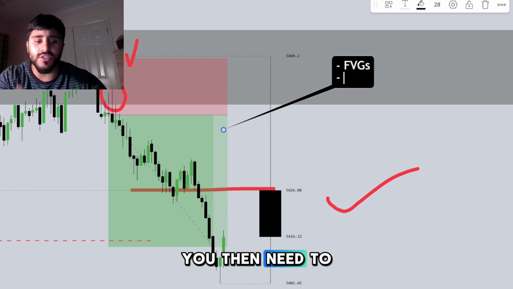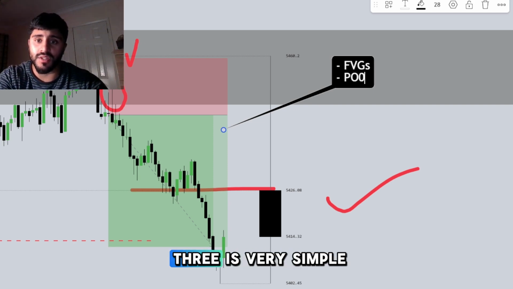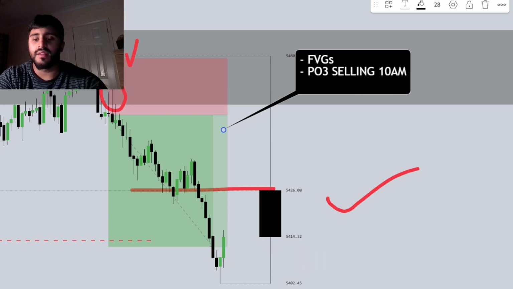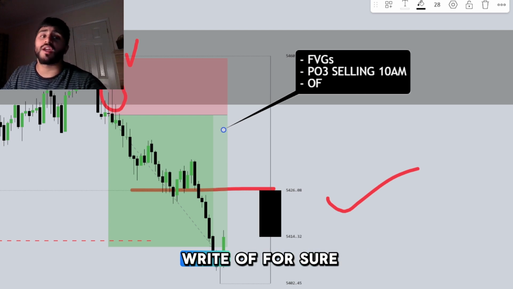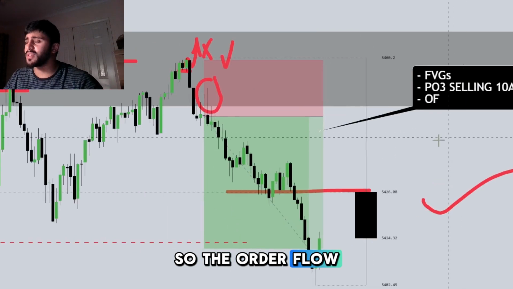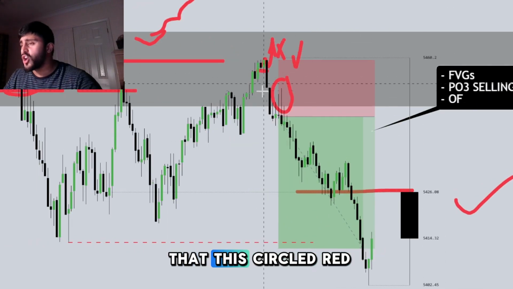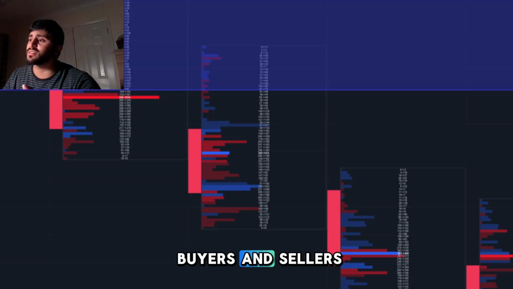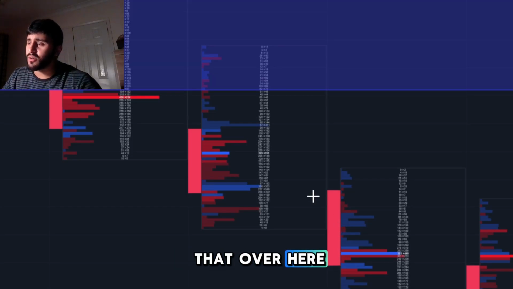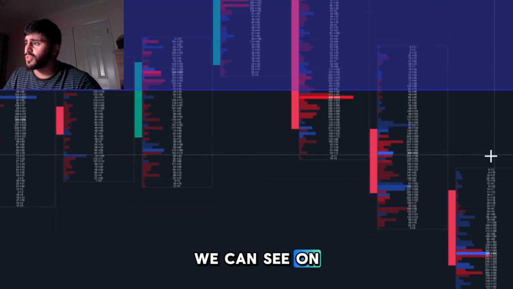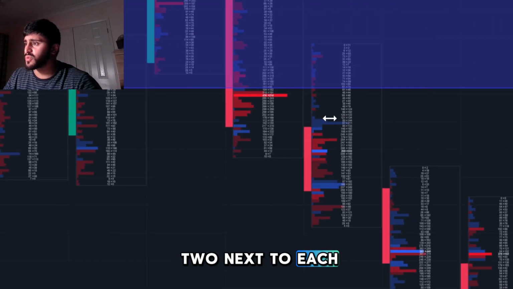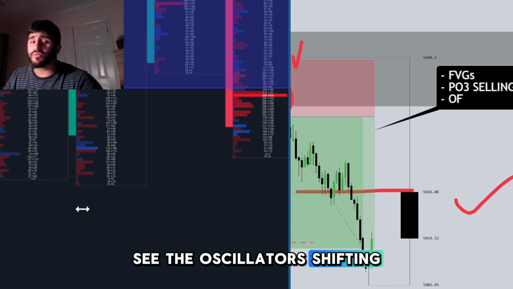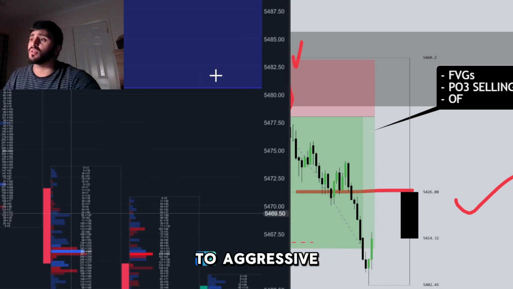You then need to use the PO3, right? So the PO3 is very simple. You want to be selling above the 10 a.m. Eastern, right? Now, the third thing is the order flow. I'm just going to write OF for short, right? So the order flow simply refers to the fact that this circled red area represents more aggressive buyers and sellers. And we can see that over here. We can see on this chart, well, let's just bring the two next to each other. We can very clearly see order flow shifting from aggressive buying to aggressive selling.